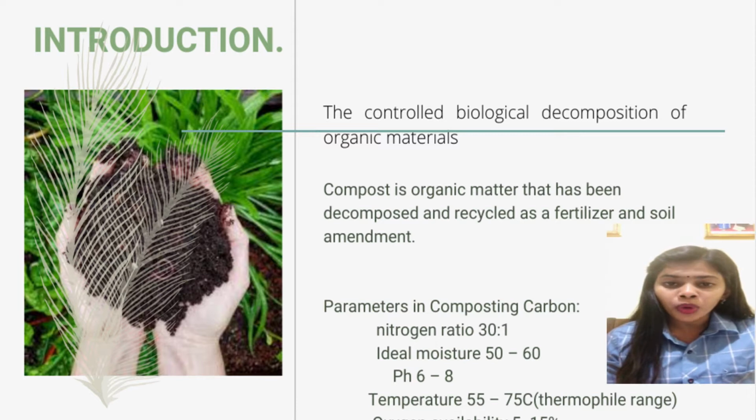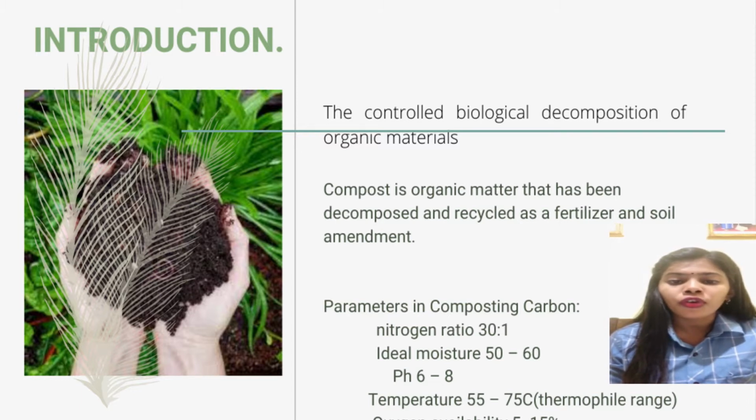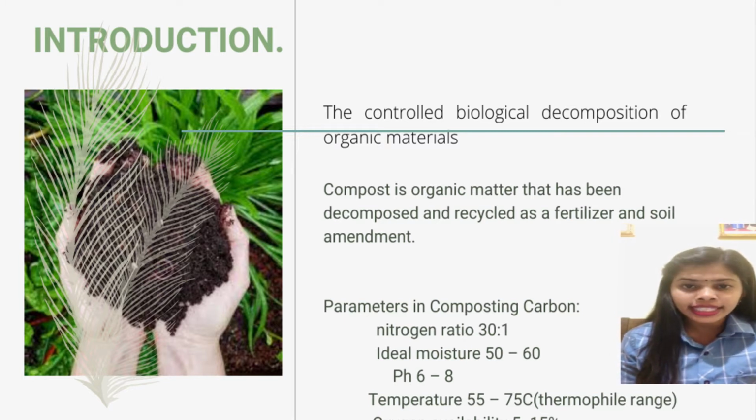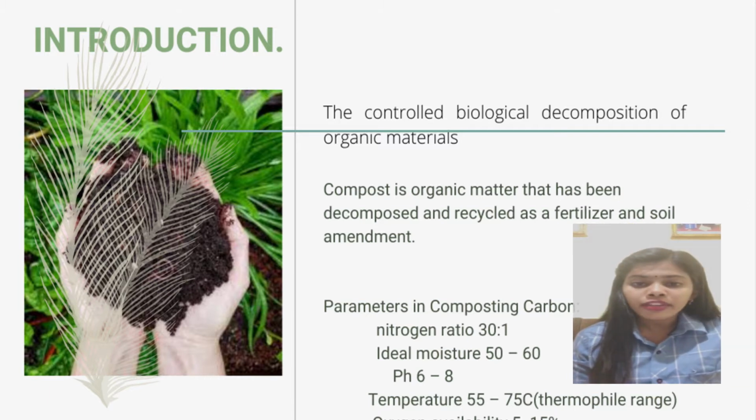There are 5 important parameters in composting. First of all, the carbon and nitrogen ratio. It should be in a 30:1 ratio, and the next is the ideal moisture. It should be between 50 to 60%. Next is the pH. It should be 6 to 8. Next is temperature. The temperature for the thermophile range is 55 to 75 degrees Celsius. At last, oxygen availability, it should be between 5 to 15%.